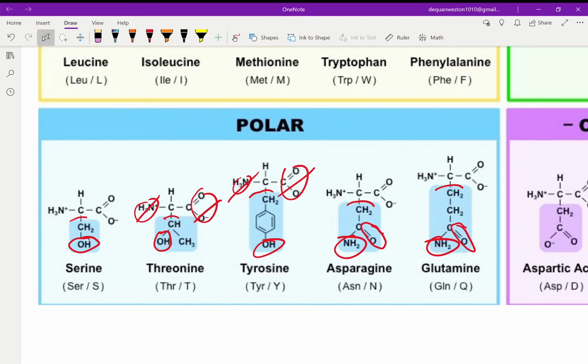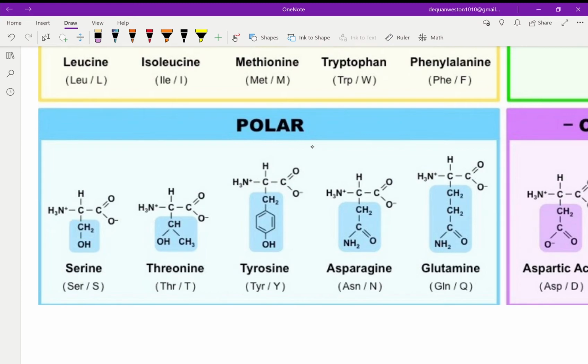So when it comes to polars, you really just want to look. One second, let me erase all this junk. When it comes to polars, or amino acids that are polar, just find these high moments of polarity. And remember that polarity is just a very electronegative atom hooked to other atoms that aren't as electronegative. So we have nitrogen, which is very electronegative, hooked to carbon and 2 hydrogens. It's going to create that polarity.